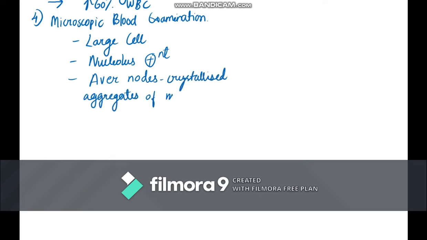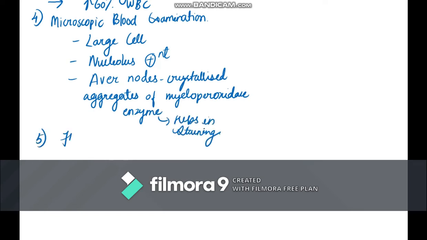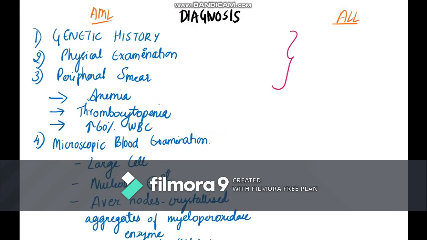Myeloperoxidase enzyme also helps in staining, and as such we can find out the differentiation between myeloblasts and lymphoblasts. Flow cytometry is another analysis, and bone marrow biopsy. Biopsy is done to understand the extent of the severity of the leukemia.